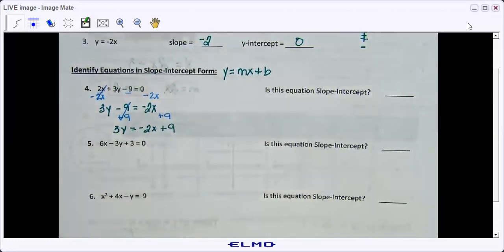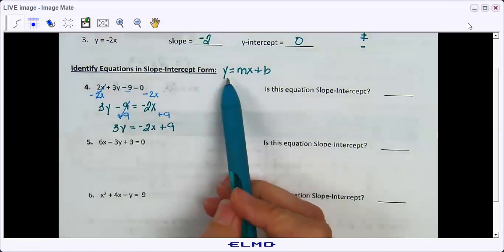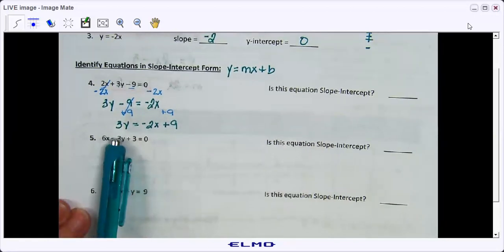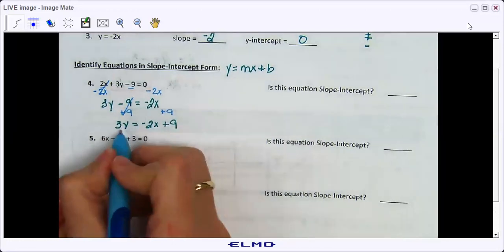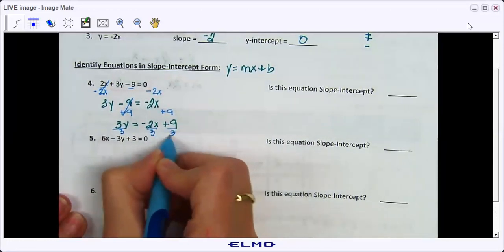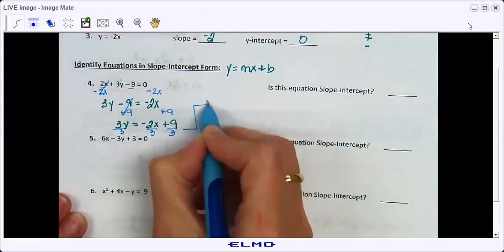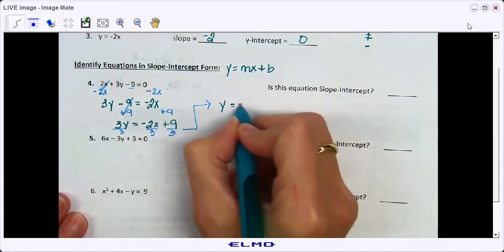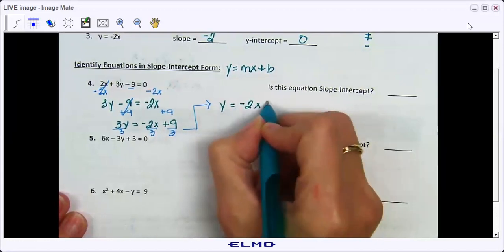Now, the key to slope-intercept is that you want your y isolated, meaning you do not want anything with your y, not even the coefficient of 3, which means I need to get rid of this 3. So I'm going to divide everything by 3. And my equation is y equals -2x plus 3.